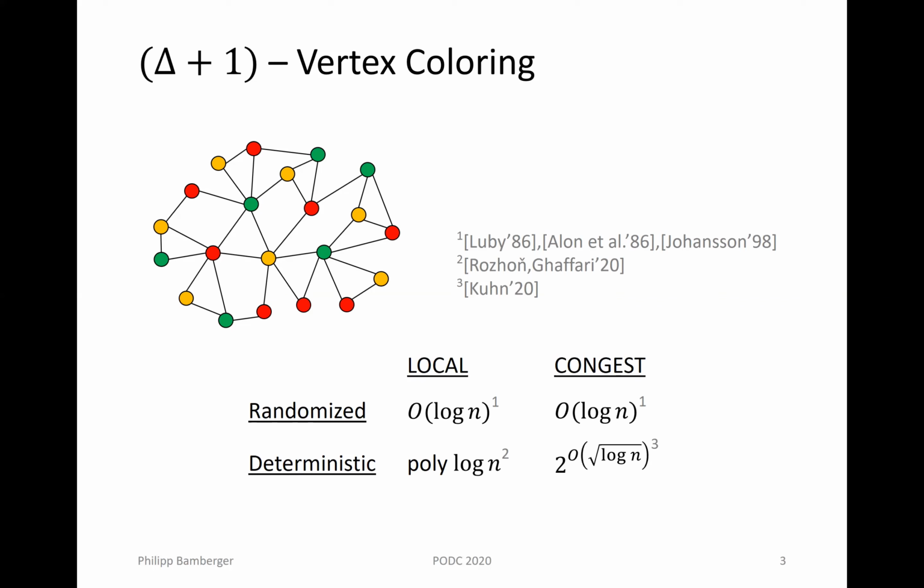As the main result of our paper, we give a deterministic polylogarithmic CONGEST algorithm, closing the exponential gap between the randomized and deterministic complexity of Delta+1 coloring in the CONGEST model.